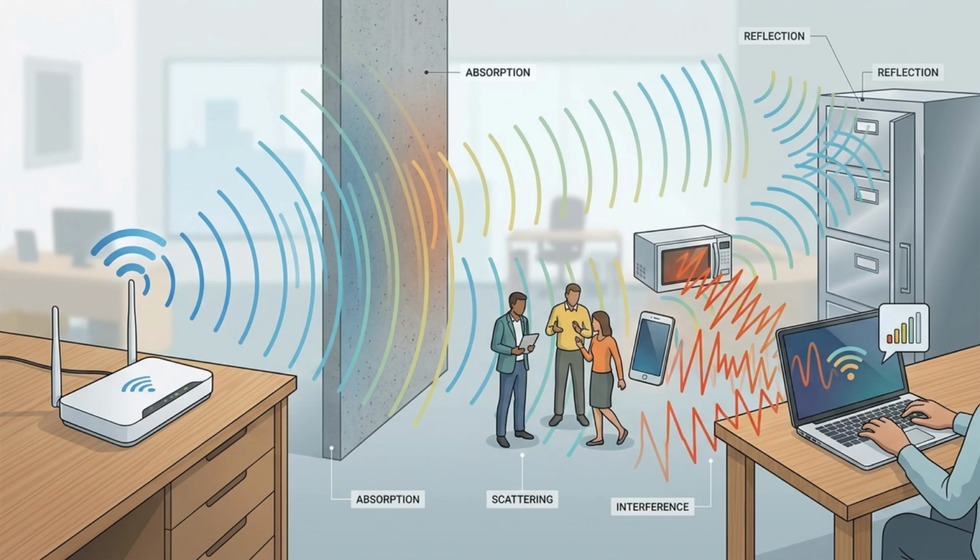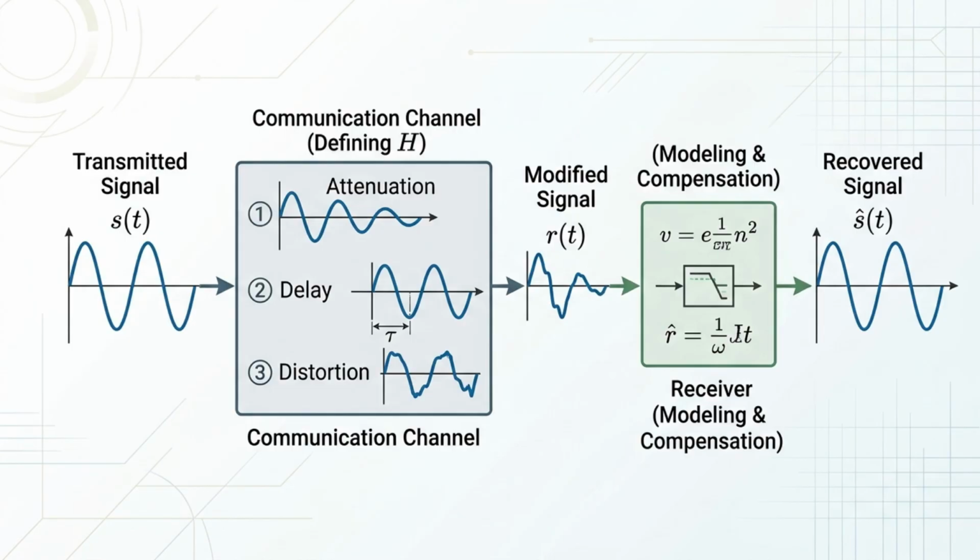The electromagnetic wave leaves the transmitting antenna and propagates through the air. Along the way, walls absorb part of the signal, furniture reflects it, people scatter the waves, and other Wi-Fi devices create interference. By the time the signal reaches the receiver, it is no longer identical to the one that was originally transmitted. Mathematically, engineers often model the communication channel as a system that transforms the transmitted signal into a modified version. This model helps predict attenuation, delay, and distortion, allowing receivers to compensate for many channel impairments.